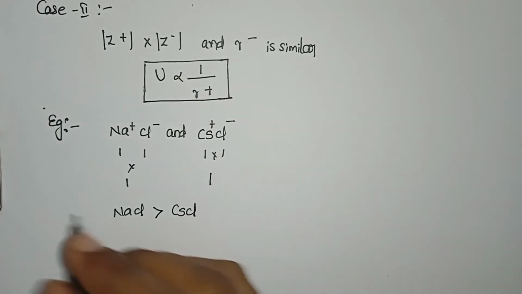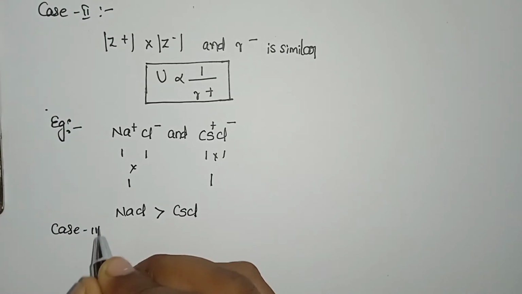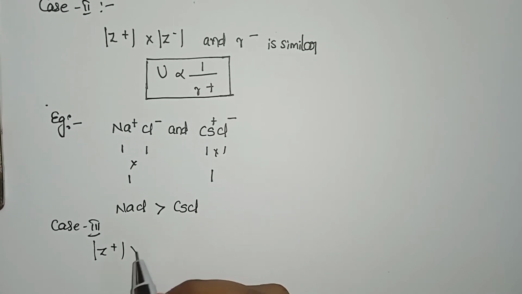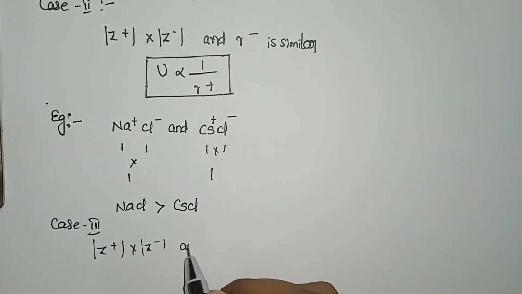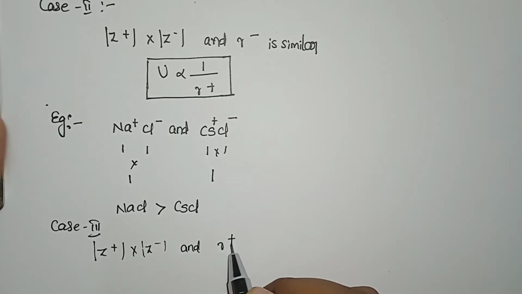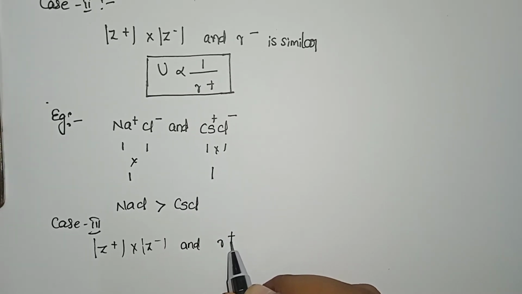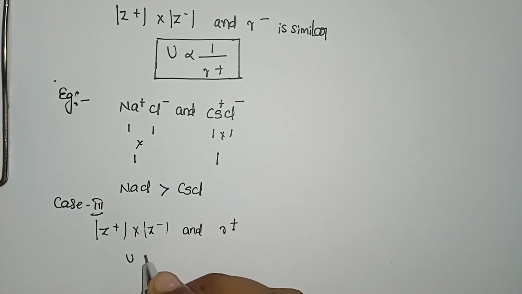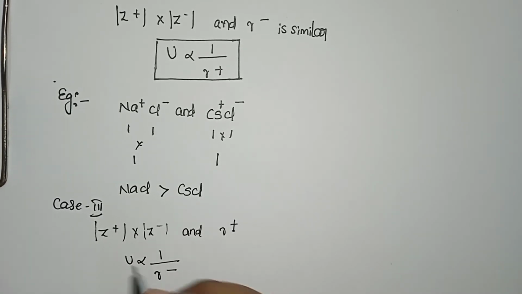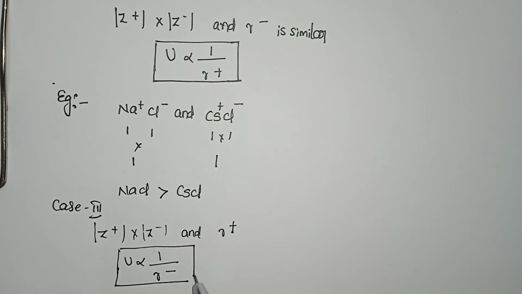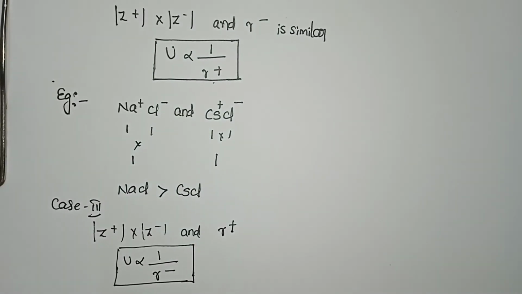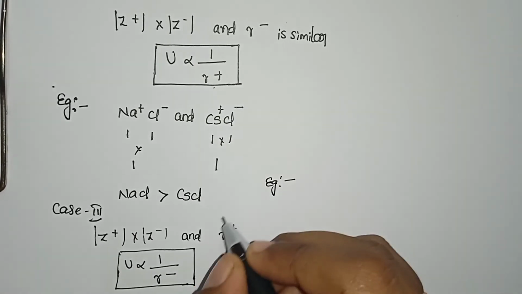In the case of the third one, if Z plus into Z minus and R plus are similar for the given ionic compounds, then the equation is U proportional to 1 by R minus. If the question asks R plus, we have to use R minus. Now the example for the third case.